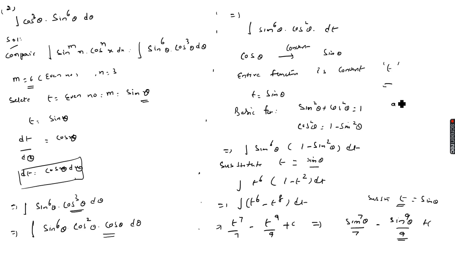The basic formulas are a power m into a power n, which is a power of m plus n, and the integration of x power n, which is x power n plus 1 by n plus 1. So these two formulas are needed to solve the problem.